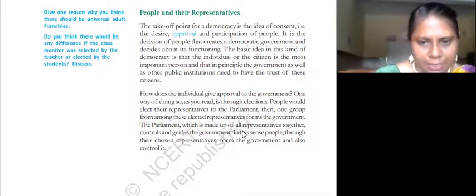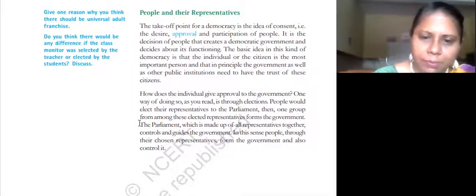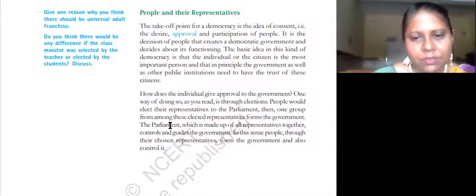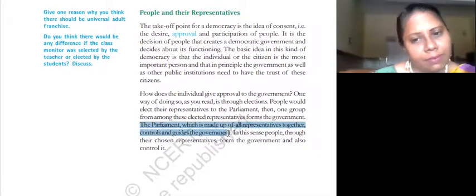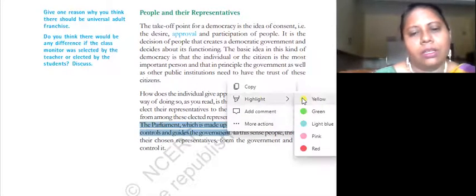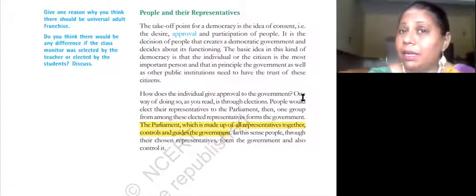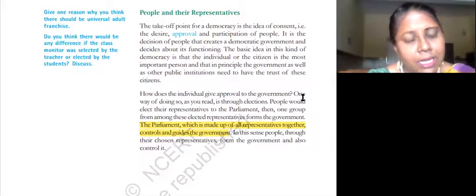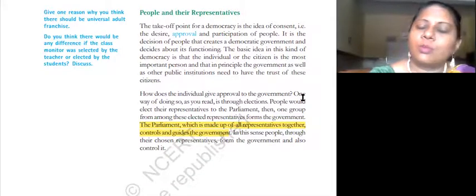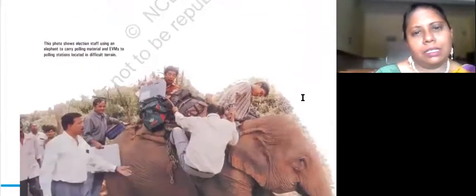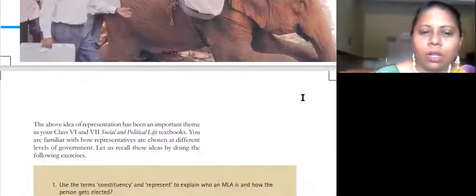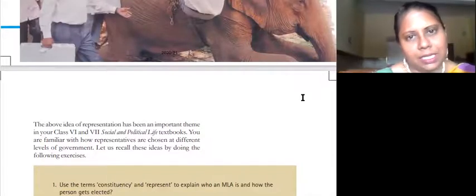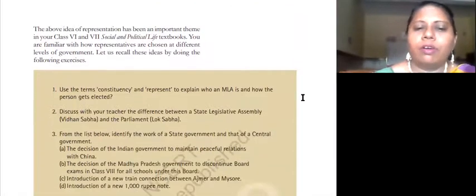Now, here in India, the parliament is made up of the representatives together, which control and guide the government. They keep an eye on the work of the government, they control the working of the government, and they even guide the government as to what should be done. These people, the parliamentarians, are all known as MPs. That means Member of Parliament.